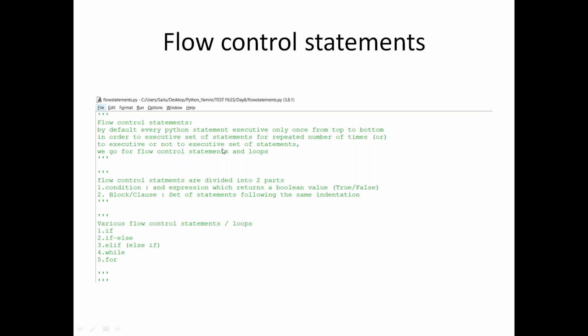In order to execute a set of statements repeatedly, or to decide whether or not to execute a set of statements, we use flow control. For example, I have three programs: part A, part B, and part C. Based on part A, I need to decide whether to execute part B or part C. To decide that, I can use flow controls. Clear what I'm trying to say? We go for flow control statements and also loops.